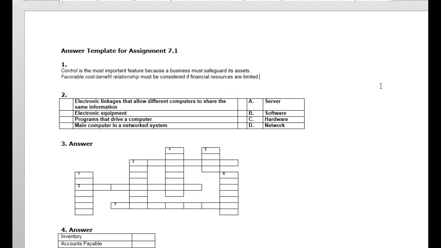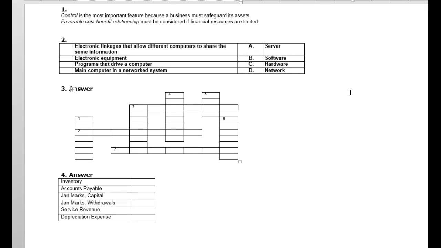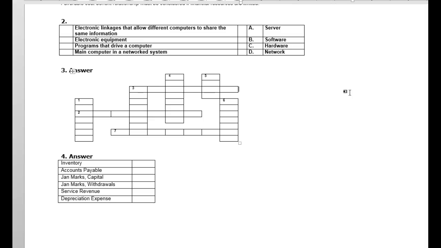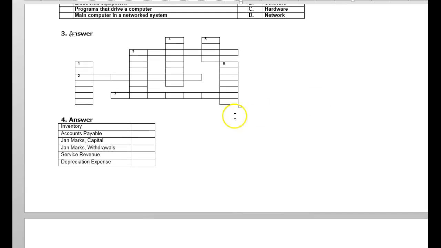The next question is to look at the components of a computerized accounting system and to match. These are your options, and these would be your definitions. The third one is kind of my favorite kind of question when we're looking at accounting, especially with terminology: a crossword. It kind of challenges you in several ways. So you will find all these questions in the chapter that we're working on.